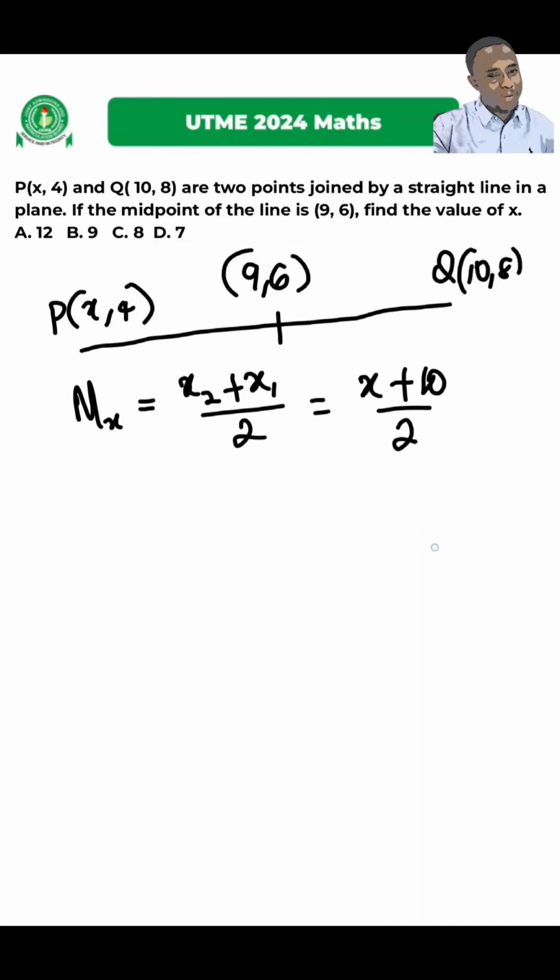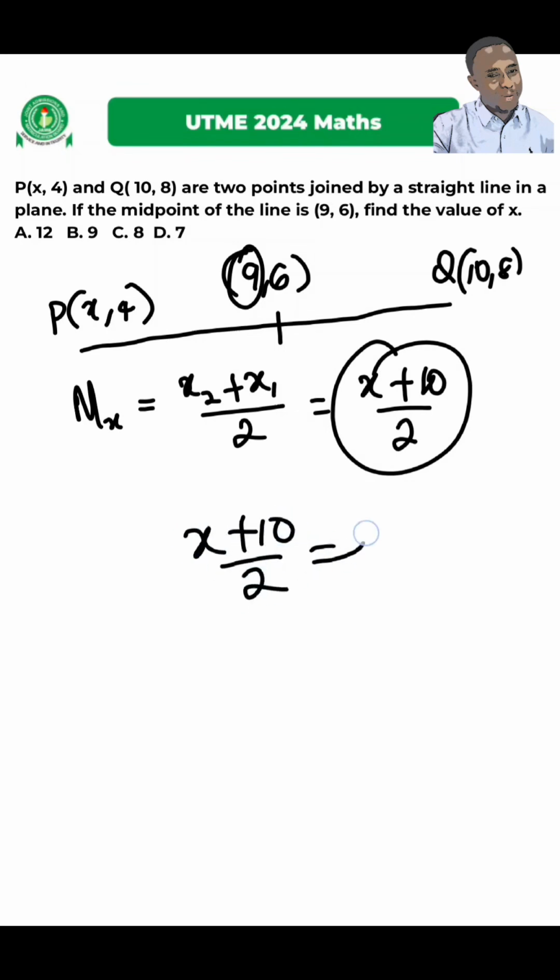This should be equal to 9. So x plus 10 over 2 equals 9. X plus 10 equals 9 times 2, 18. So x is going to be equal to 8. That is option C.